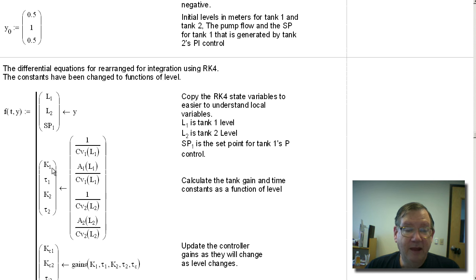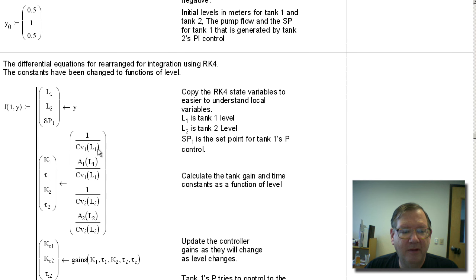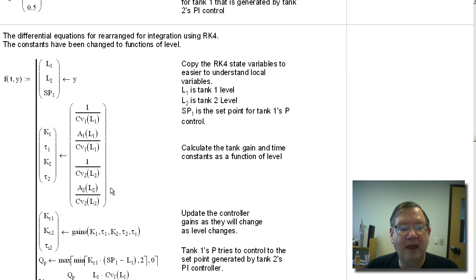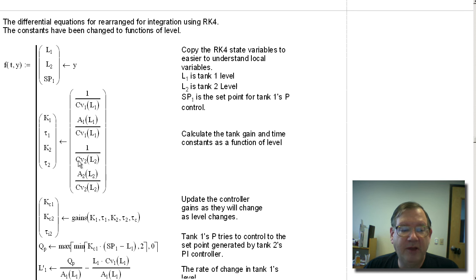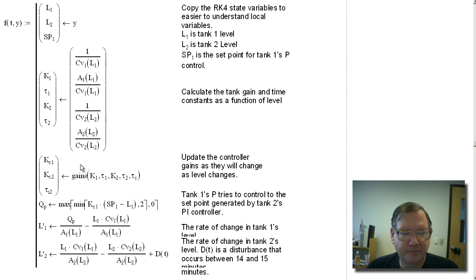Now, here is where I get fancy and I start to geek out. I have the gain, the open loop gain and time constants for the first and second tank, and I use the equations from above, from the differential equations, but now instead of being a constant, the flow constant is a function of the level, and also the area is a function of the level. So what I'm doing is that every second I'm updating the open loop parameters for the gain and time constant for both tank 1 and tank 2.